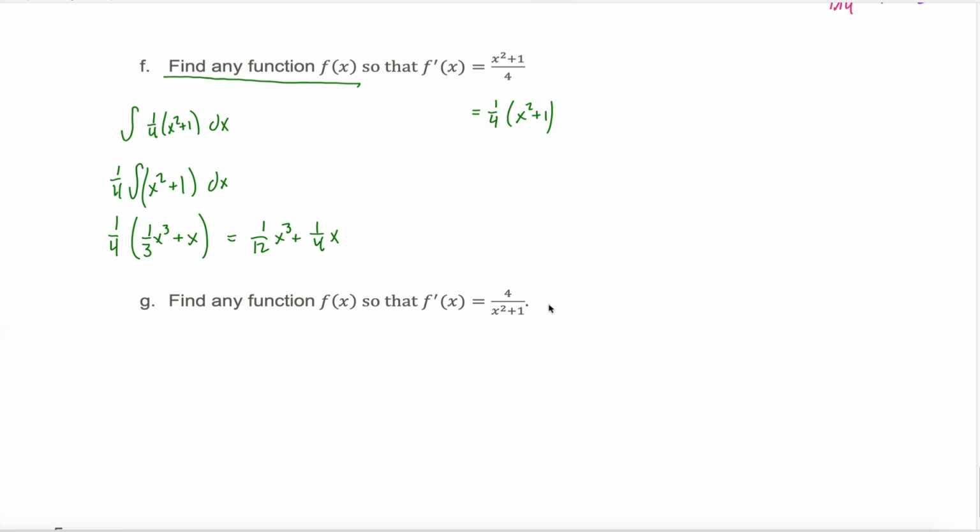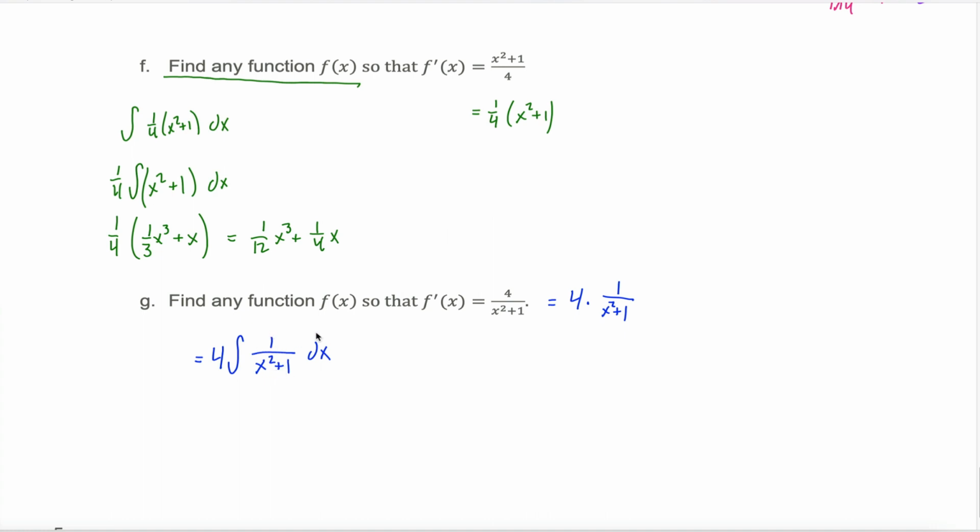The idea here is to view this as 4 times 1 over x squared plus 1. So when we're taking the antiderivative, we can pick that 4 and move it out in front and just figure out what is the antiderivative of 1 over x squared plus 1. And if you're like, I don't know the antiderivative of 1 over x squared plus 1, is that some quotient rule with power rules or something? No, you're thinking way too hard.